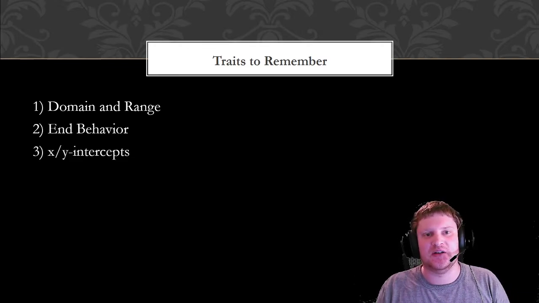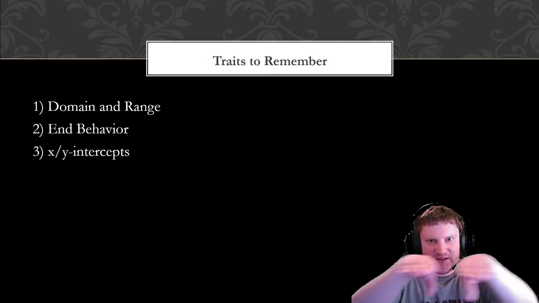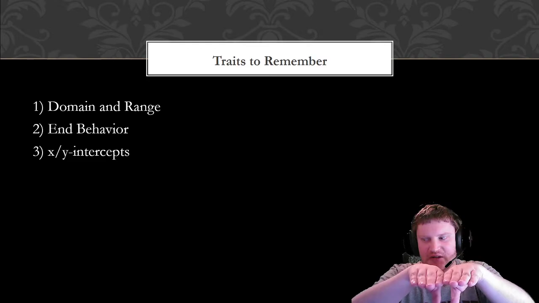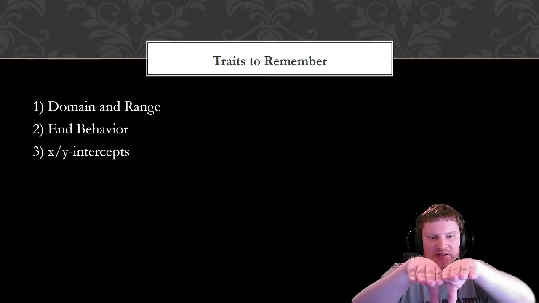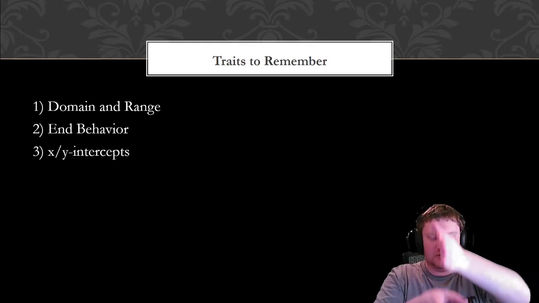Next, x and y intercepts. You guys have been talking about these for years now. The x-intercept is where it crosses the x-axis. The y-intercept is the same thing, but it's where it crosses the y-axis. X is horizontal, y is vertical.